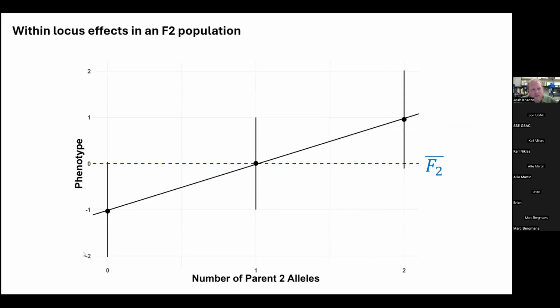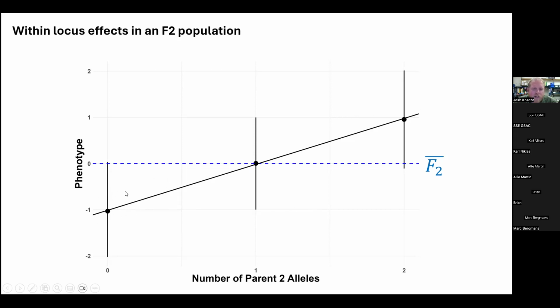So in this plot, we have on the X, the number of parent 2 genes. So the parent 1 genotype is 0, the F1 genotype is 1, and the parent 2 genotype is 2. And then the dots and the error bars represent each genotype's phenotype. And then the line is the line of best fit. And then these blue dashed lines are going to be the population mean, which in this case is the F2.